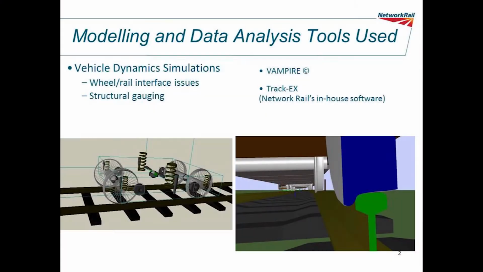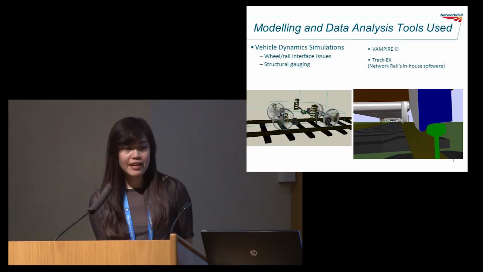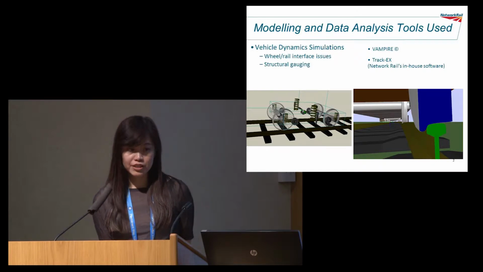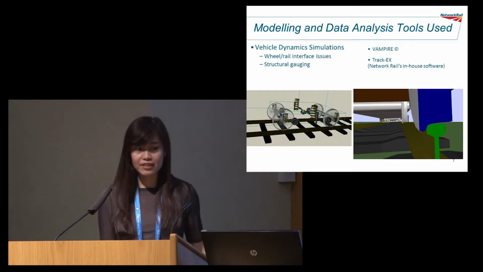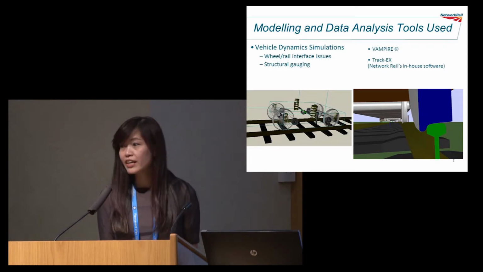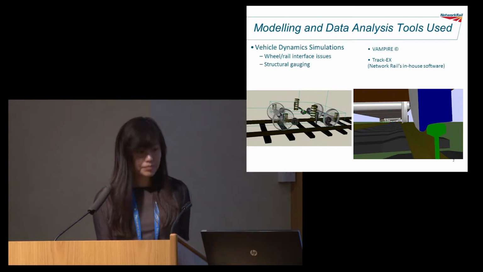The modeling and data analysis tools that I use are Vampire and TrackX. These are vehicle dynamic simulation packages. TrackX is in-house Network Rail software based on Vampire. It runs on Excel, so anybody can use it.